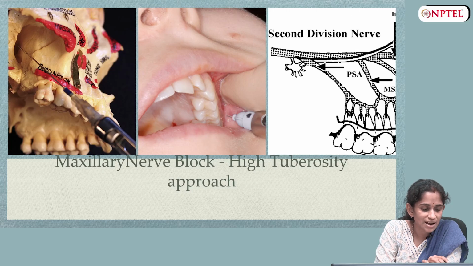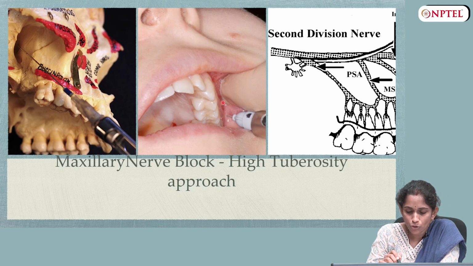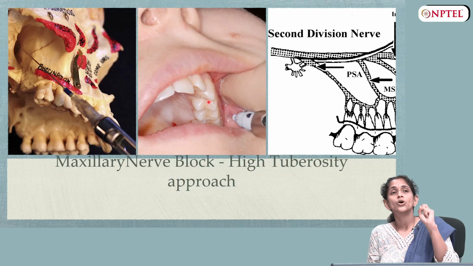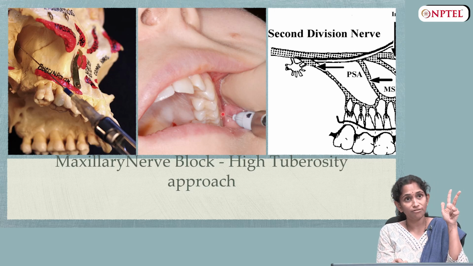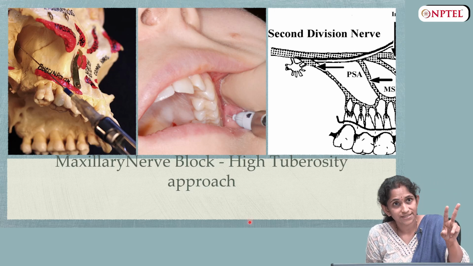So, our landmarks are the second molar, the tuberosity and also the mucobuccal fold in the region of the second molar. So, what are the three landmarks? We have the second molar, the tuberosity and the mucobuccal fold. So, you identify these three.